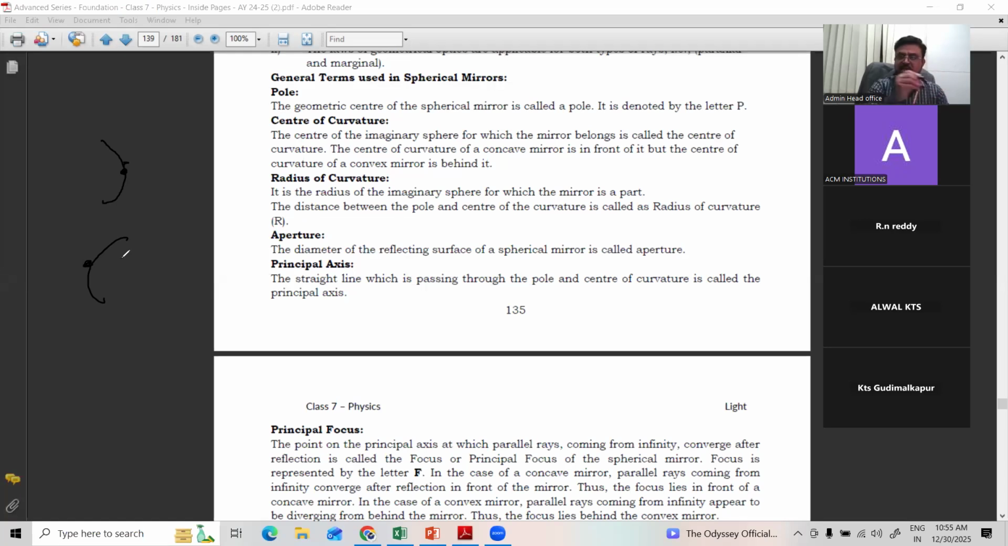Principal axis, an imaginary line passing through the pole. That's why I show it as a dotted line. This imaginary line is called the principal axis. Then principal focus, very important. Whenever light falls on the reflecting surface, it either converges or appears to converge at one point. That point is called the principal focus. Very important. These definitions are helpful even for the upcoming lenses.